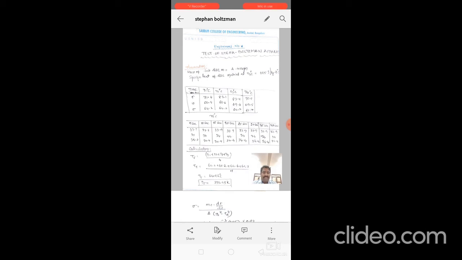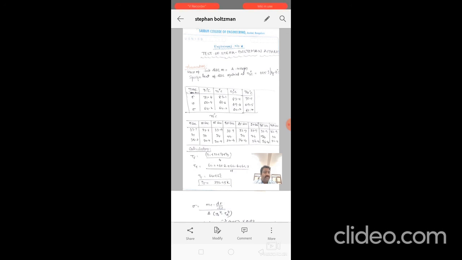Once you calculate the Ts temperature, you can calculate the Stefan-Boltzmann value, that is sigma equals mc dT by dt divided by A into Ts to the power of 4 minus T-infinity to the power of 4. Here the mass of the disc is 4.464 grams. We have to convert it into kg, that's why we have taken 10 to the power of minus 3, and the specific heat is 385, and dT by dt is 0.02. This value you get from the Ts versus time graph.